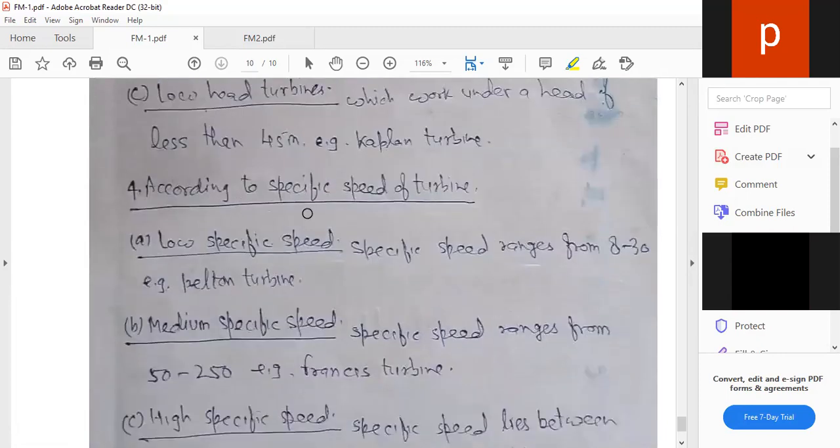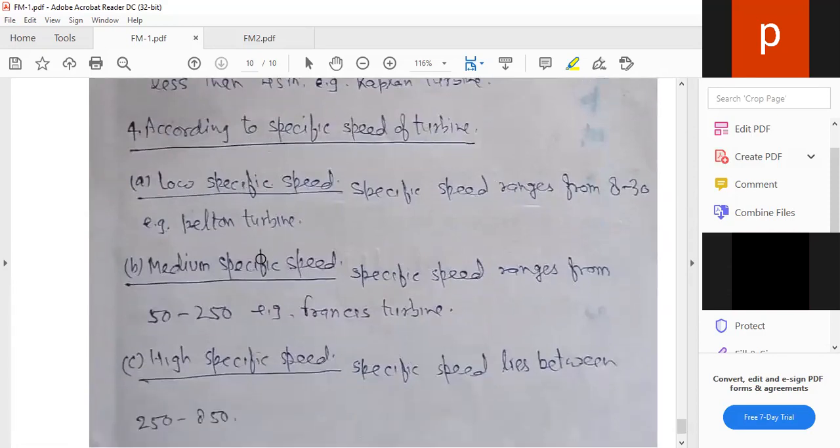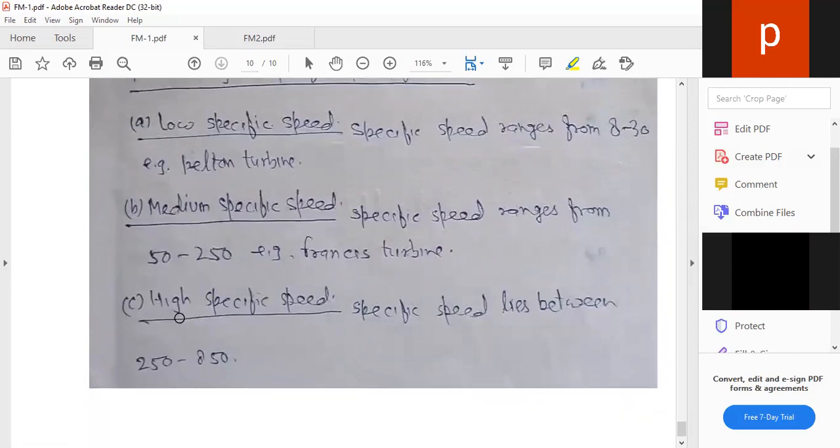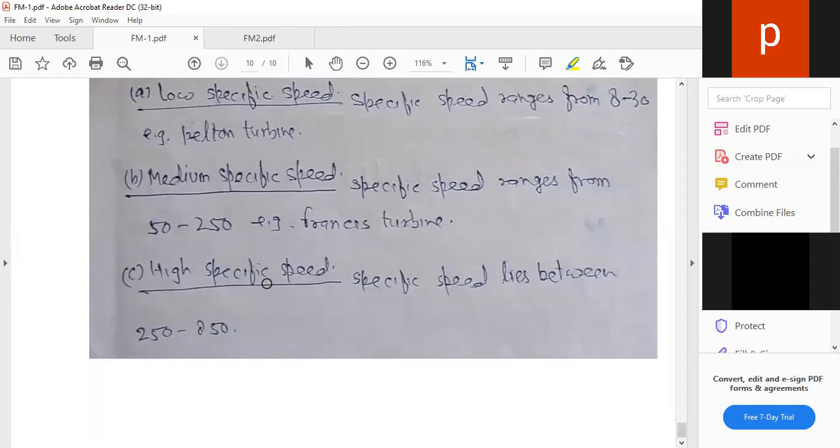Similarly, specific speed, if it is 8 to 30, then it is called low specific speed turbine. 50 to 250, it is medium specific speed turbine, and greater than 250 and up to 850, it is called high specific speed turbine. So this is the overall classification of turbines.